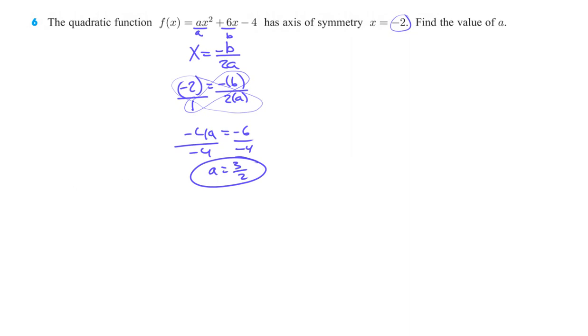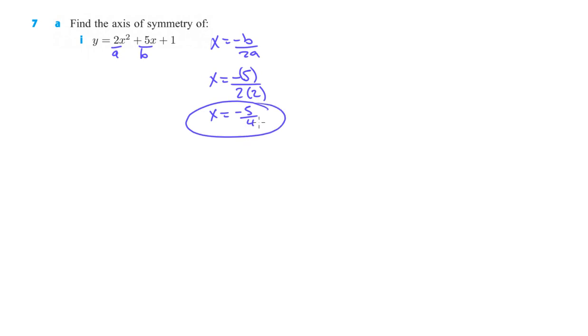Okay, one more to take a look at here, and that's number 7. Find the axis of symmetry of this here. A is 2, b is 5, c is 1, x equals negative b over 2a. So we've got x equals negative 5 over 2 times a, which is 2. So x is simply going to be negative 5 fourths is the axis of symmetry for that one.